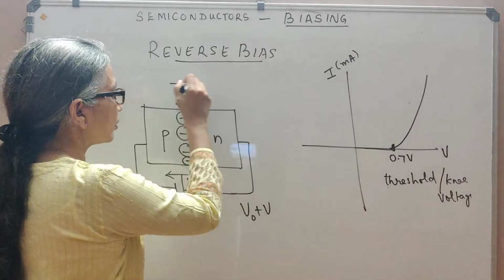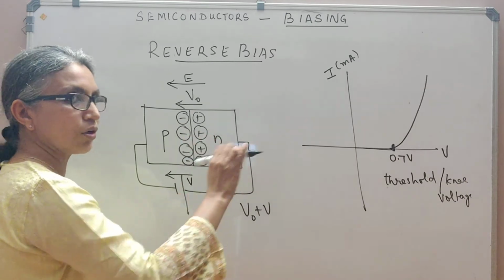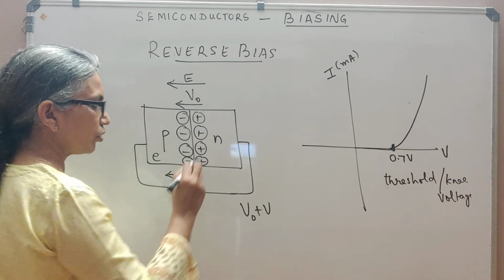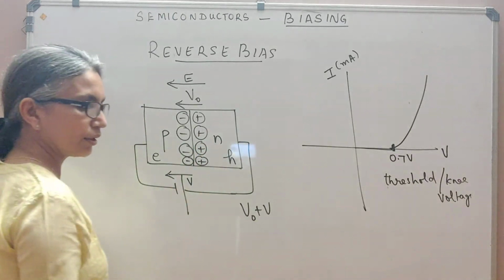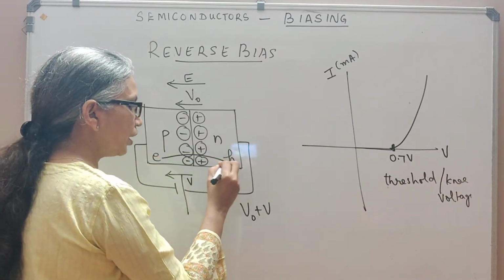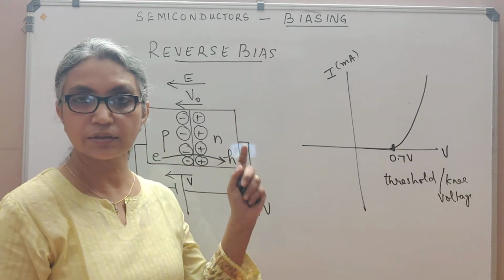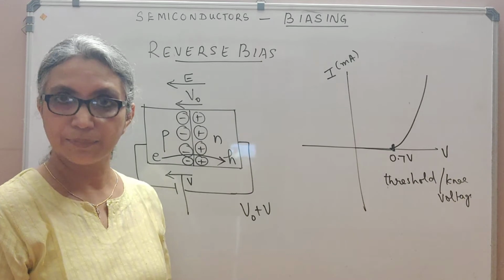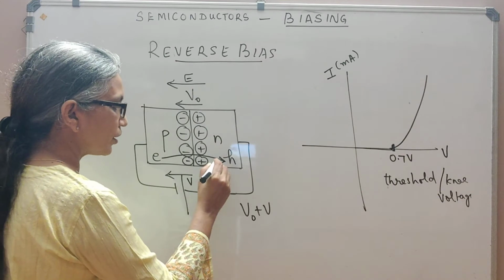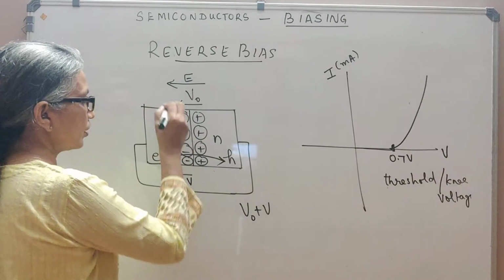Now we have an electric field in this direction. If the electric field is in this direction, electron movement is always opposite to the electric field. On the P side, we have minority carriers, that is electrons, and on the N side, we have minority carriers, that is holes. Such an electric field will now pull the electrons from the P side to the N side. So you will see that this electric field is favorable to the crossing over of minority carriers, and therefore we have a drift current. Because electrons are moving in this direction, holes will be moving in this direction, and the drift current will be in this direction.